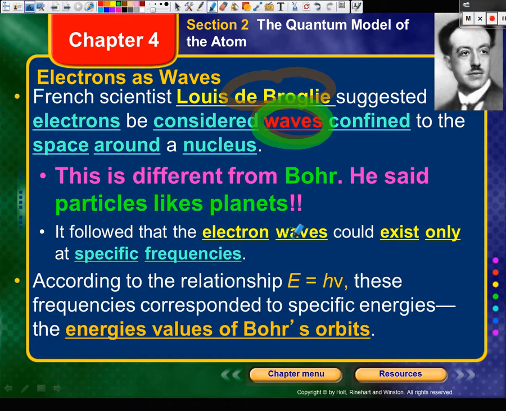Now, this is different from Bohr. Remember what we said about Bohr? He was boring because he was wrong. Bohr said the particles traveled like planets. And what did he call those paths they traveled in? Orbits. Okay? Now, we're going to adjust that today, because what de Broglie said is actually correct to a degree, and we'll talk about what degree he is correct.